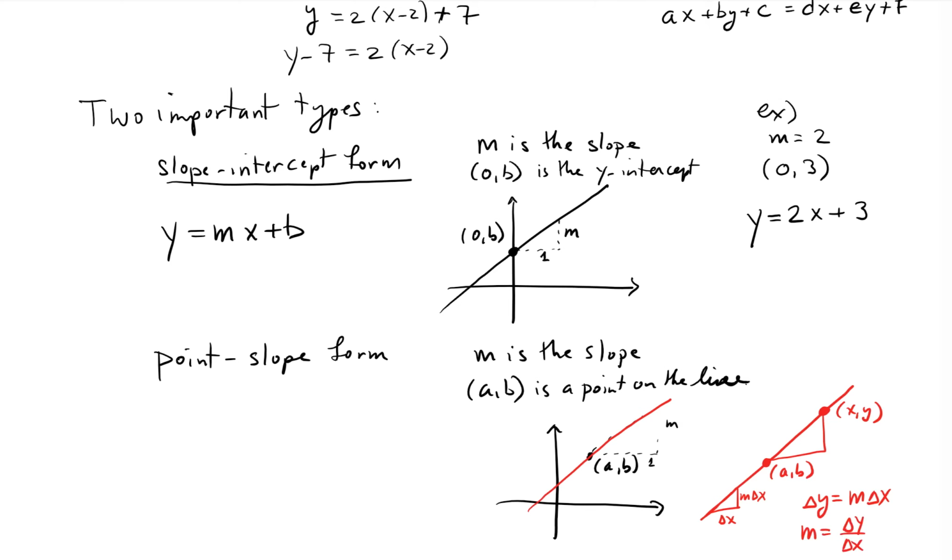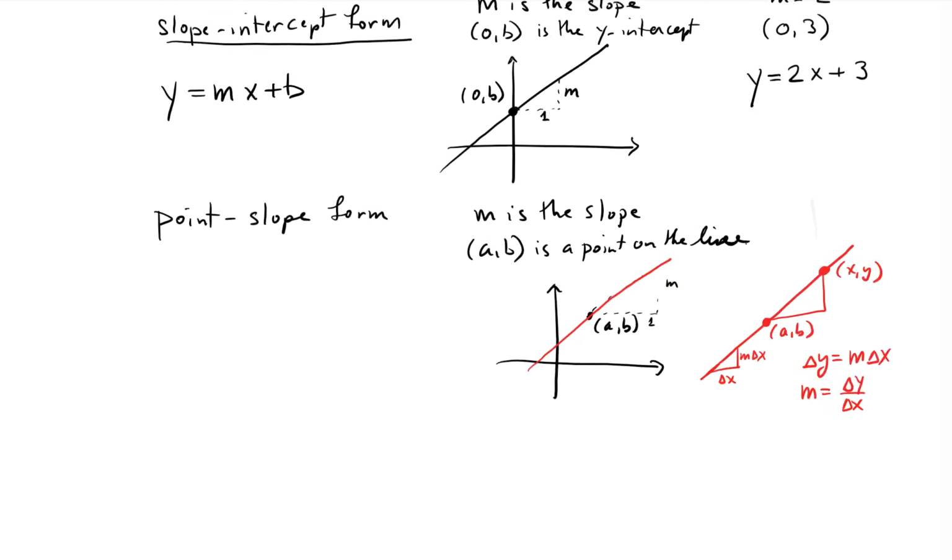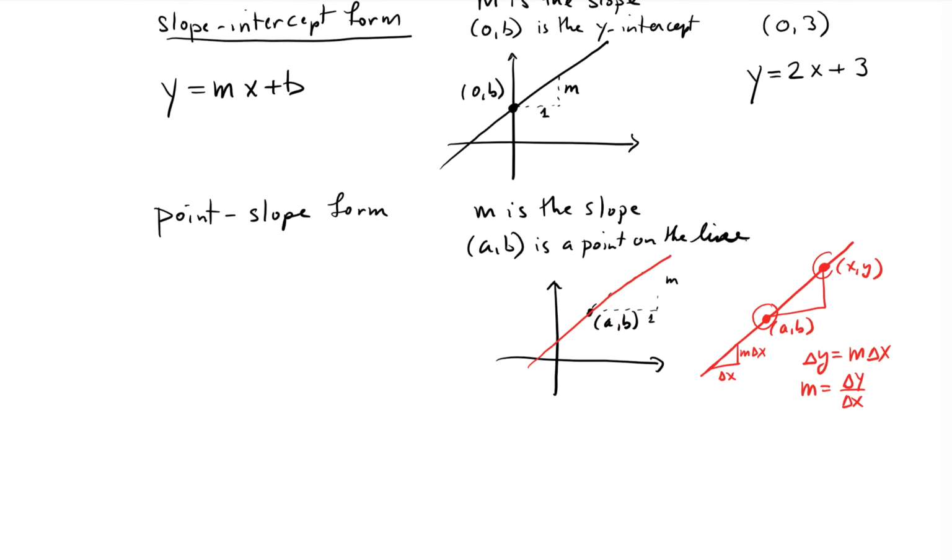So if I look at delta y over delta x using these 2 points, delta y would be y minus the y coordinate of this other point, over x minus the x coordinate of (a, b). And that's constant. So that means that if I solve for y minus b, that's going to be equal to m times (x minus a). And that's the point-slope form. Okay, so this is the point-slope form.